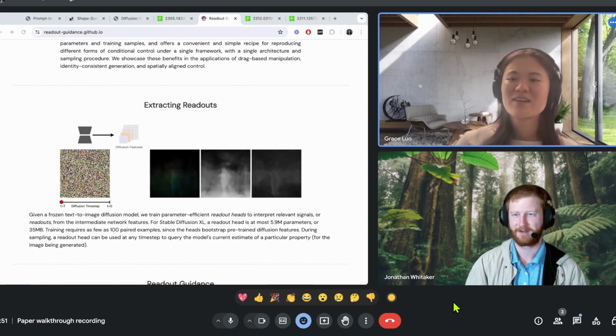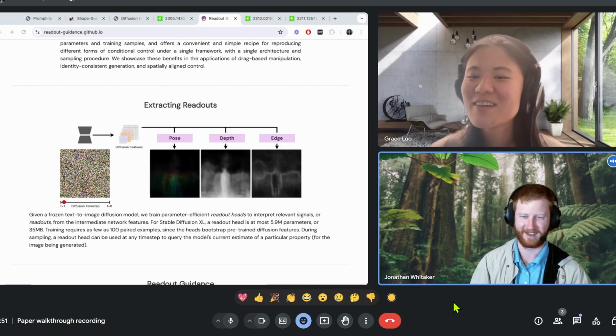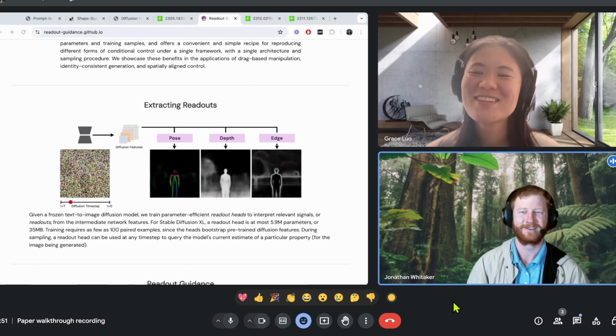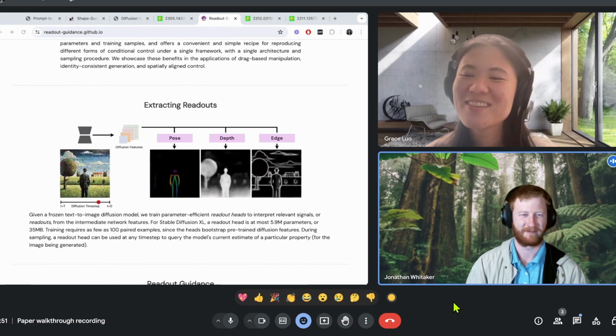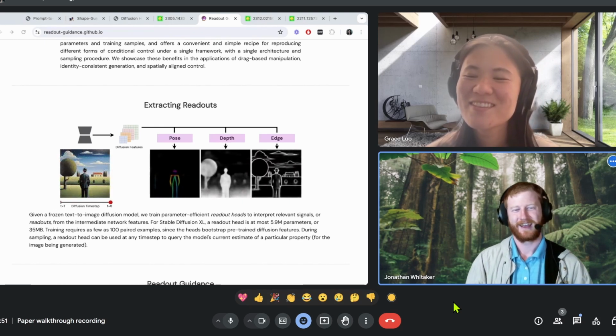Cool. Well, there's a fun project for anyone watching if you want to take the ideas of Readout Guidance and apply them to something else. That's probably a fruitful place to play.